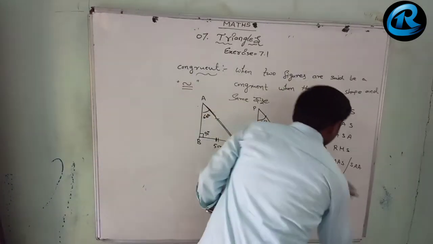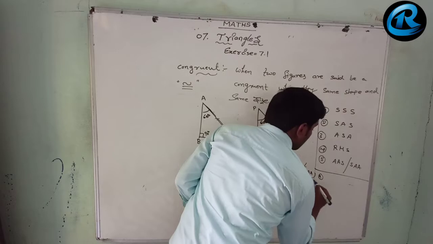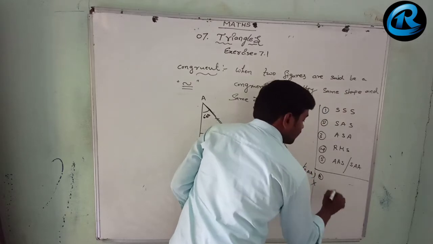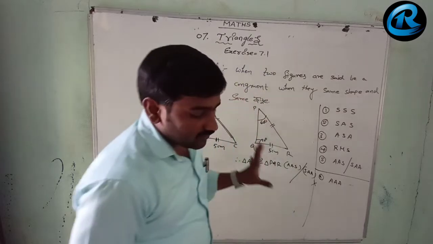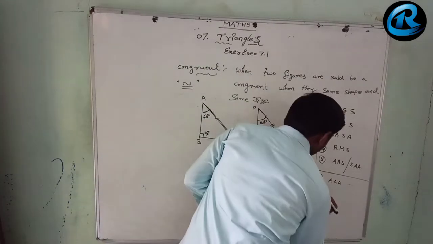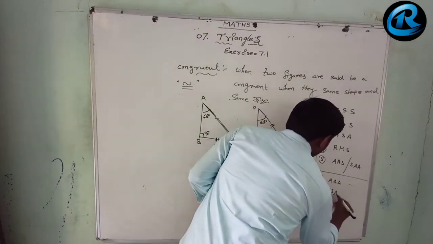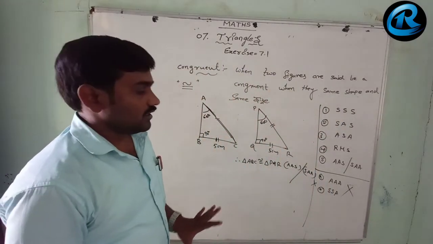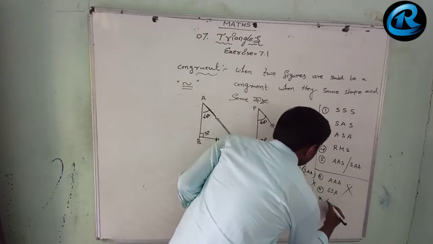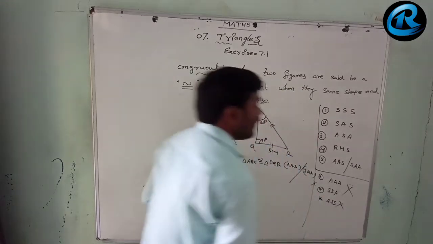So if 3 angles come, this will not hold. Remember, these rules will not hold. If 3 angles come, it will not hold. And if 2 sides and 1 angle come, they will not be congruent. Angle angle side rules also will not be congruent.